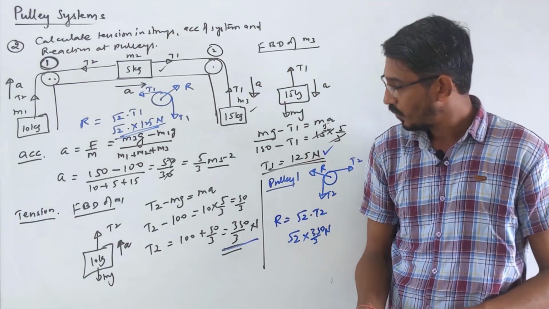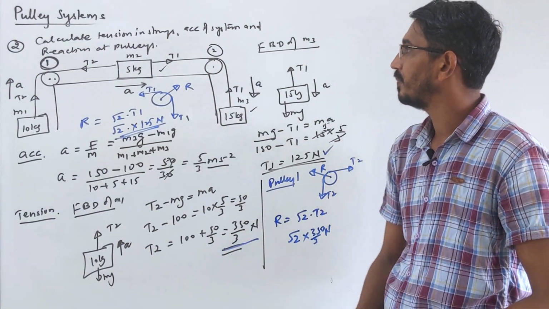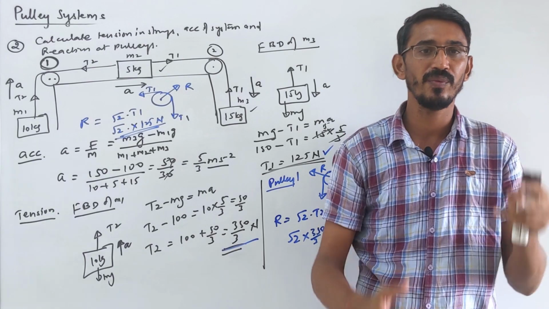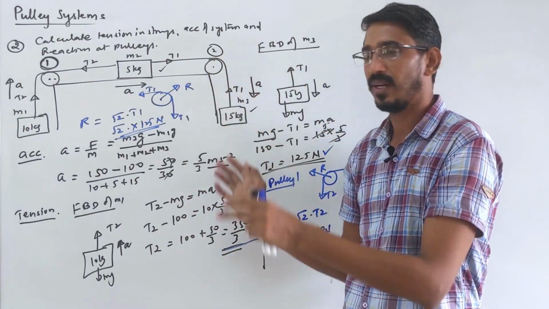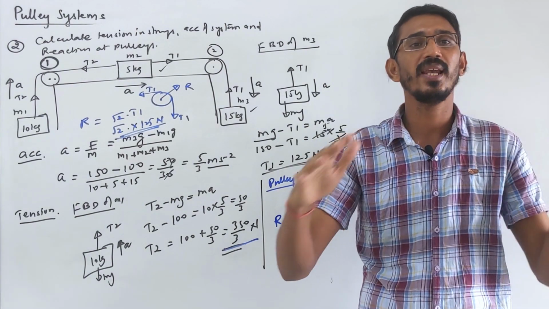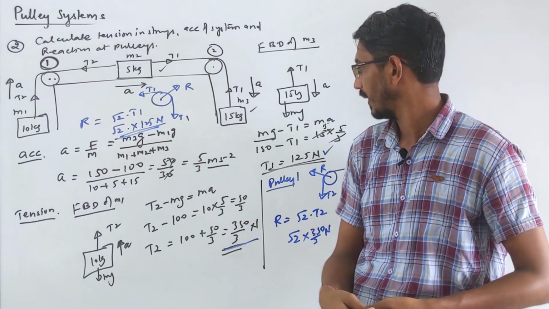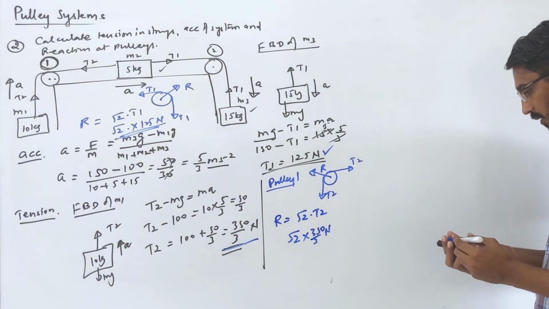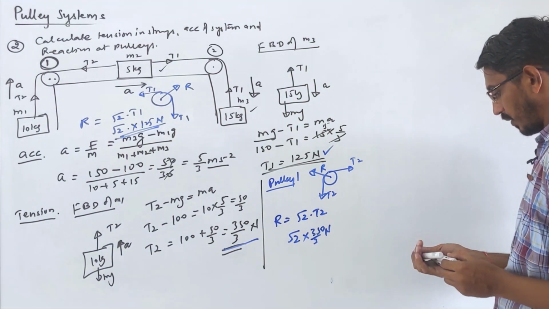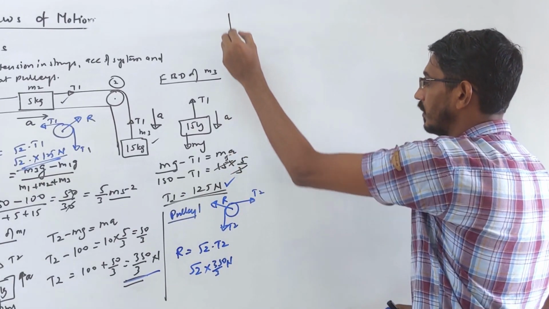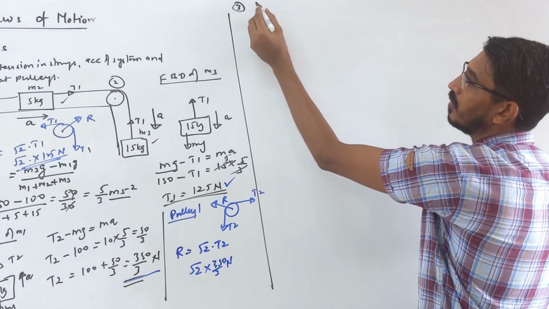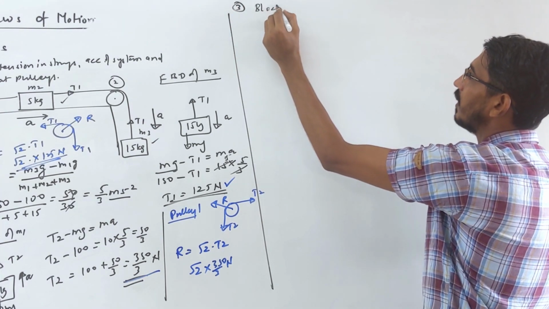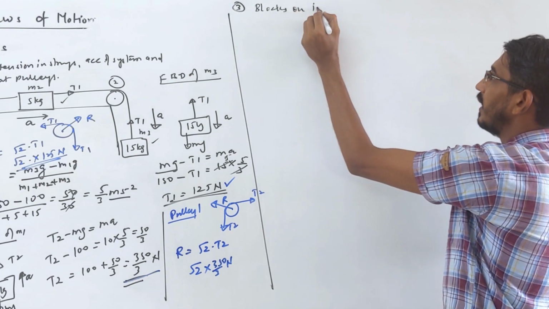Okay, so now this is the second type of question. First type of questions, all blocks moving vertically. Second type of questions, moving horizontal-vertical combination. And third, on an inclined surface, now we'll talk about that. So when we are talking about inclined, how do they look? This is the third type of question on pulley systems: blocks on an inclined surface.